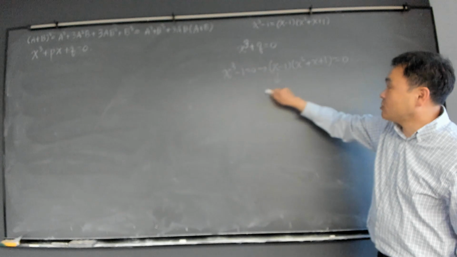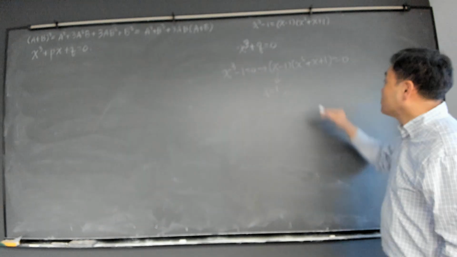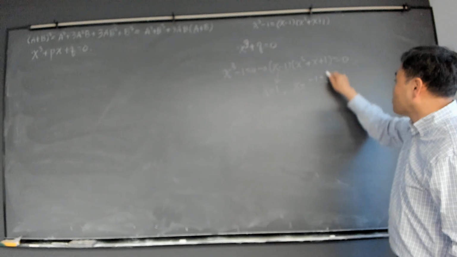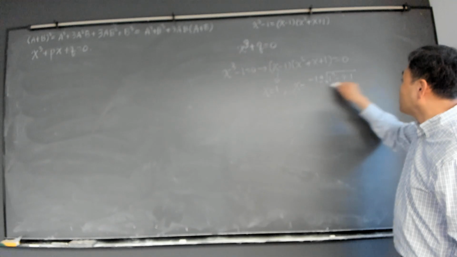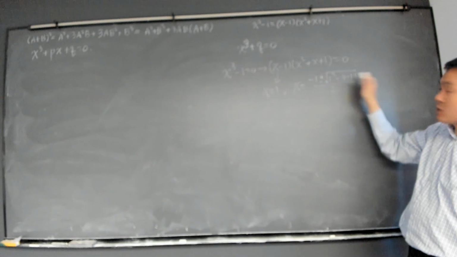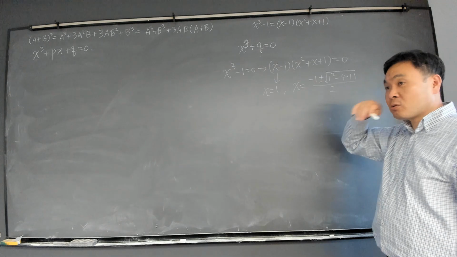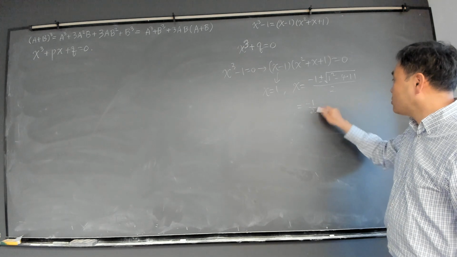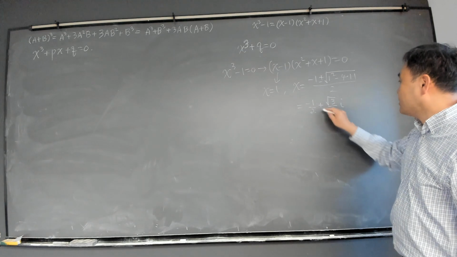This tells you that x is 1, and applying the quadratic formula for this part gives you x equals negative 1 plus or minus the square root of 1 squared minus 4 times 1 times 1, over 2. Well, 1 squared minus 4 is negative 3. Since you have a negative inside the square root, there's an i. So that's going to give you negative 1 over 2 plus or minus square root of 3 over 2 times i.